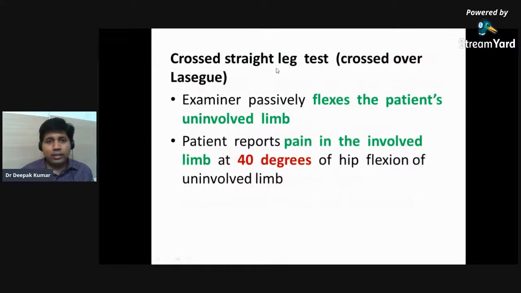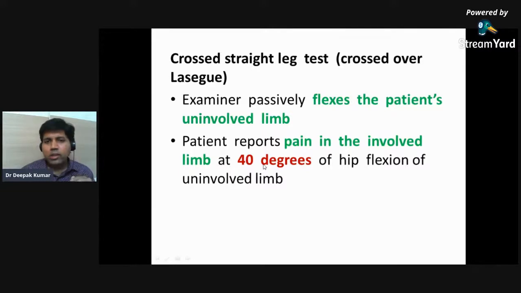Now, again, a stretch of the topic that we already know. There is something called the crossed straight leg test, or crossed over Lasègue sign. Here, what happens is there is flexion of the patient's uninvolved limb, and the patient reports pain in the involved limb. So, the patient complains of right leg pain, you are going to flex the left leg. And the patient complains of pain in the right leg again, which worsens on this activity. So the interesting thing you need to remember is the flexion degree here is reduced.